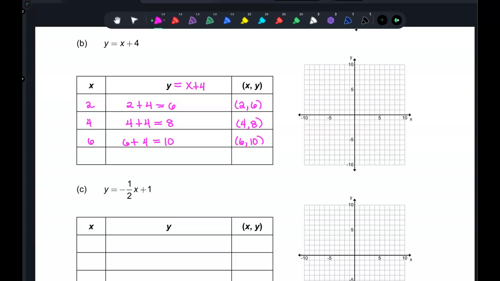Okay, so 2, comma 6, that will go over 2 and then up 6. And then the next one is 4, 8, so I go over 4, up 8. And then 6, 10. Watch what happens when I graph my line. Oh, it's straight. No, mine are not.